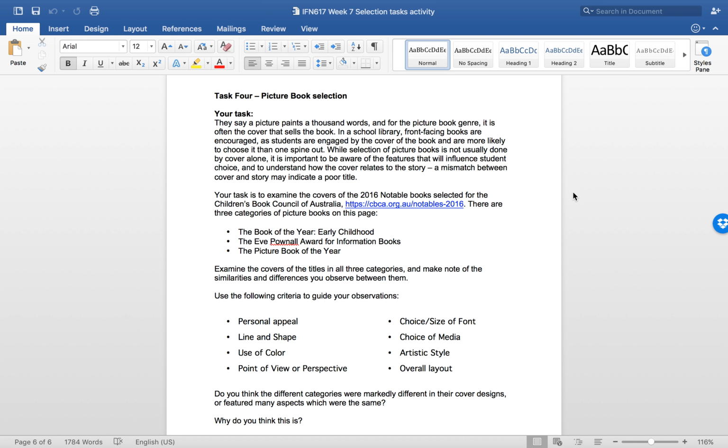Again, there's no right or wrong. It's all about which do you think is going to appeal to your users, which cover is going to be the best, what's going to have the most cover appeal for your users.